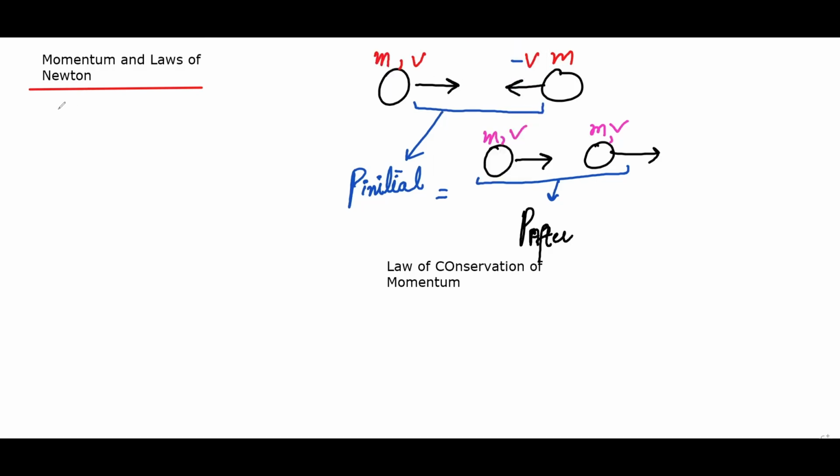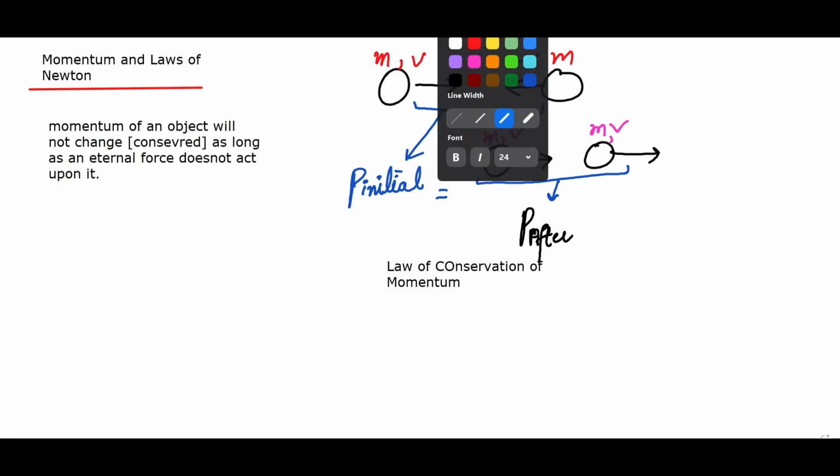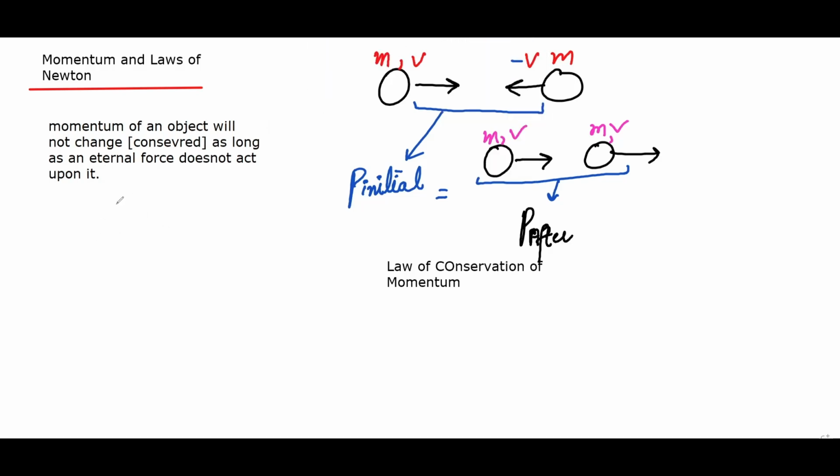So if we want to look at the first law, that was about inertia, and that practically told you that the motion of an object would not change unless disturbed by an external force. So over here we can say that the momentum of an object will not change, or will remain conserved, as long as an external force does not act upon it. Alright? So we can speak about Newton's first law in terms of momentum as well.